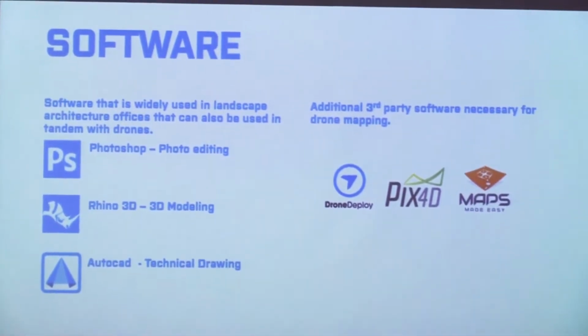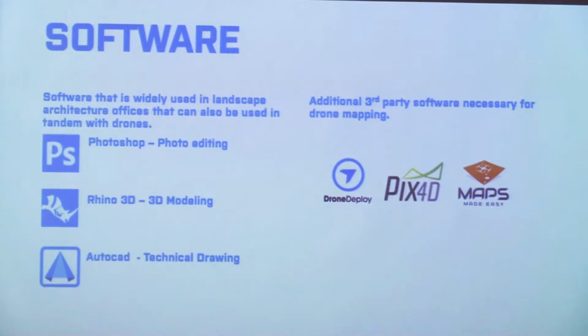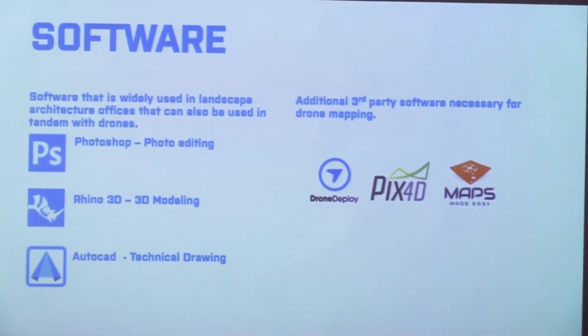Currently, landscape architects and designers use software that can already be used with drones. Things like Photoshop can be used for photo manipulation, Rhino 3D can be used for 3D modeling, AutoCAD can be used for technical drafting and drawing. But with the application of third-party software such as Drone Deploy, Pix4D, or Maps Made Easy, which take advantage of the drone's GPS capabilities, you can create high-end 3D models and site surveys of your project sites.